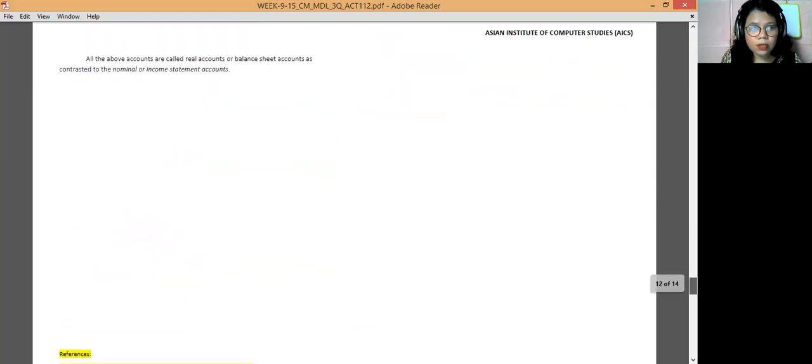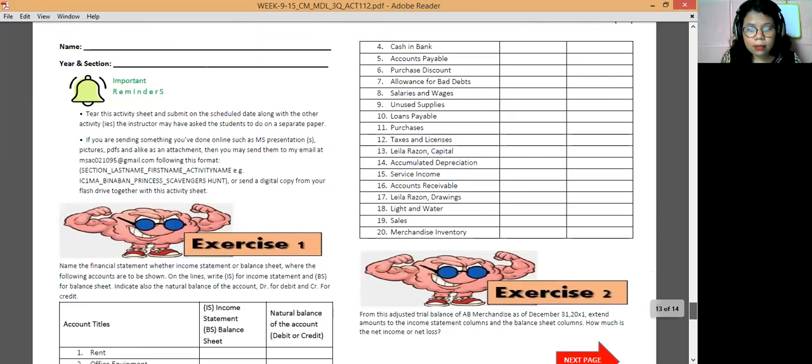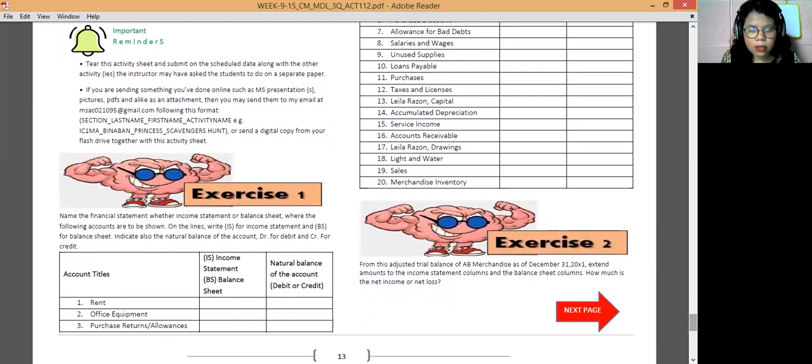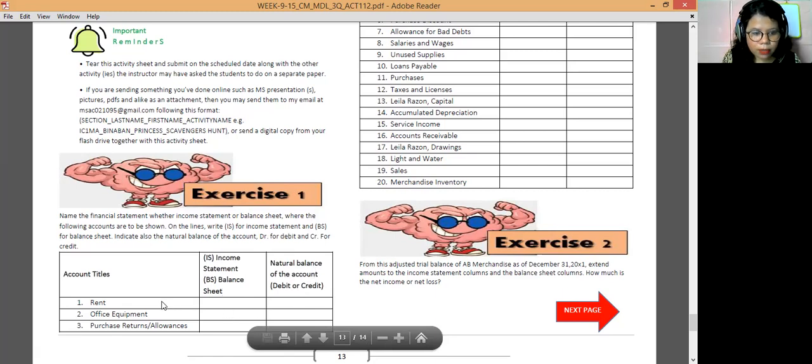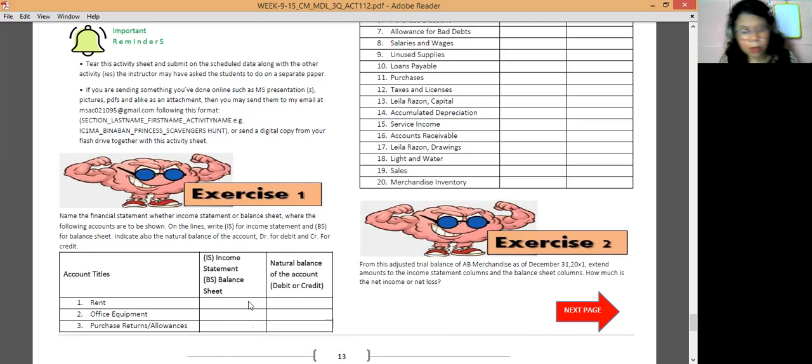Okay? So, i-discuss ko lang din yung ating activities para wala nang magtatanong sa akin. So, exercise 1. Name the financial statement, whether income statement or balance sheet, where the following accounts are to be shown. On the lines, write IS for income statement and BS for balance sheet. Okay? Then, debit or credit, natural balances. So, ilalagay nyo dito, kung for example, rent, ano ba siya? Income statement ba siya or sa balance sheet? Saan siya mag-a-appear?